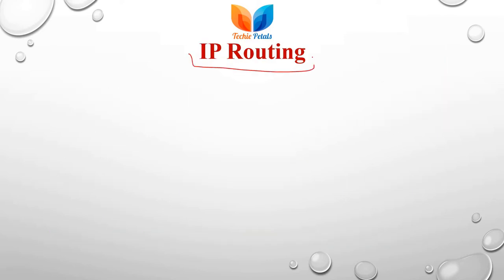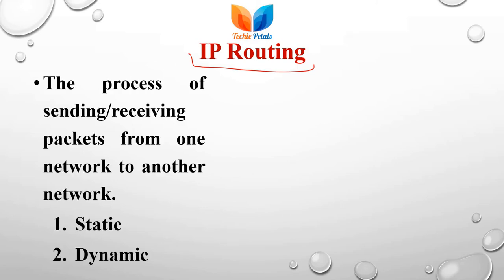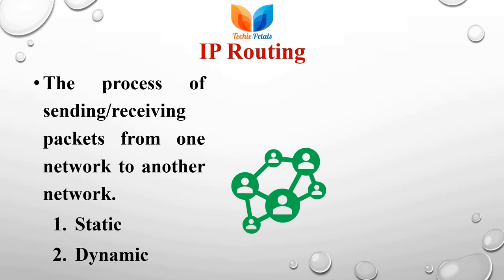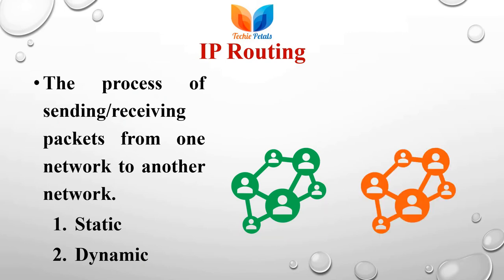So what is IP routing? After the router we have IP routing. A router is supposed to connect different networks, and the process of sending and receiving packets between networks is known as IP routing. We have two types of routing: static and dynamic. Suppose we have two networks, this is our first network and this is our second network, then we will use a router to connect these two networks, and after this connection or IP routing, these two networks are capable of sending and receiving data and sharing resources.